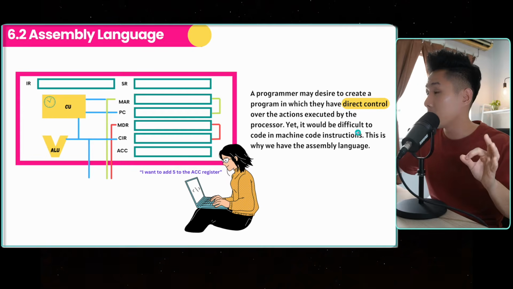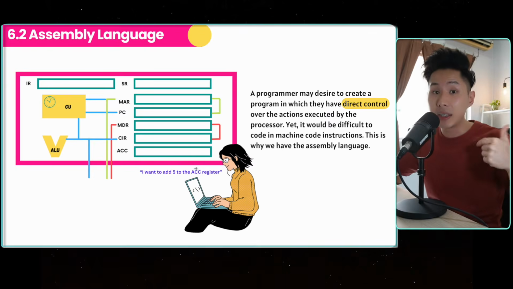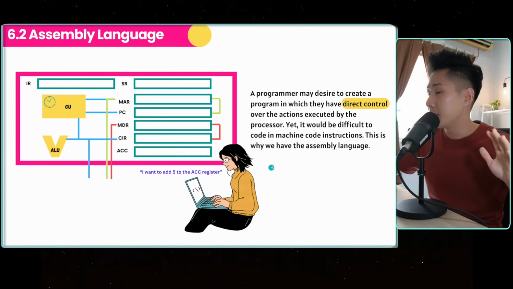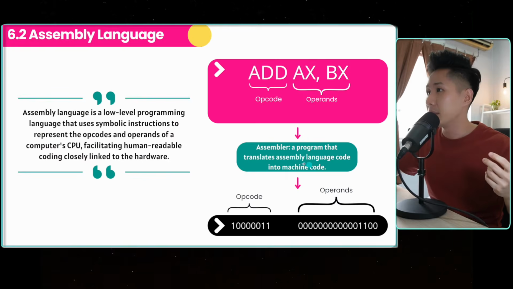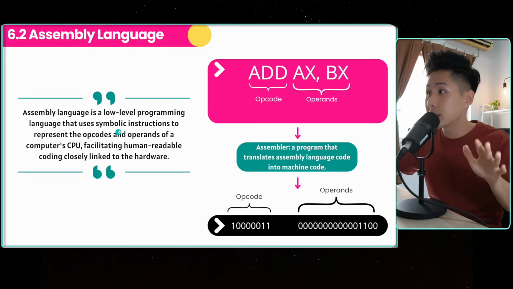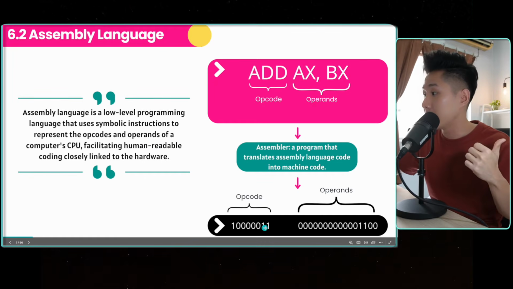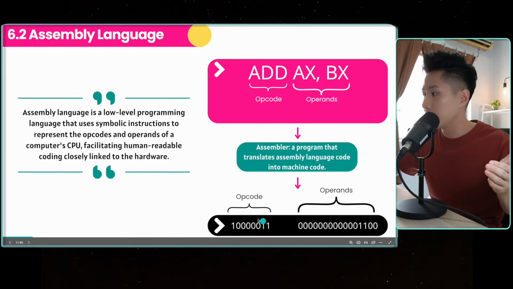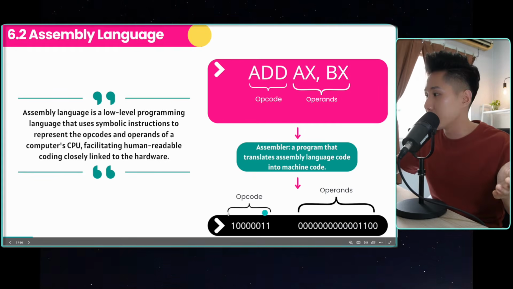And it would be difficult to code in machine code like 0 and 1 here. This is why we need assembly language to make it more human readable and writable. So assembly language is just a low-level programming language that uses symbolic instructions to represent the opcode and operands. So for example, the opcode and operands in a machine code would look like that. But it would be hard for us to code in this pattern, right?